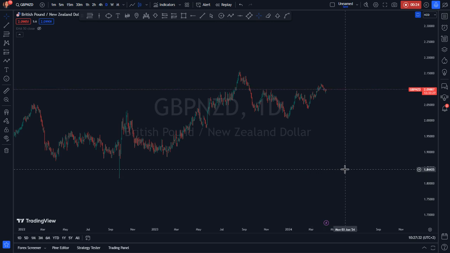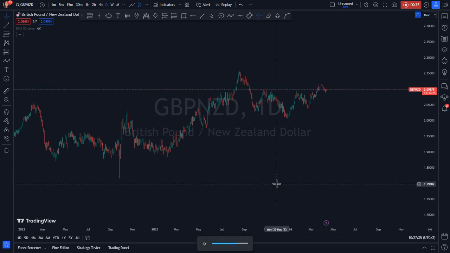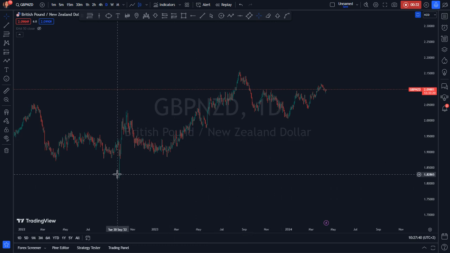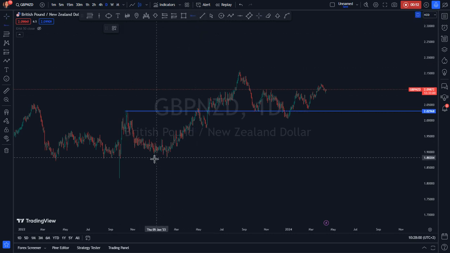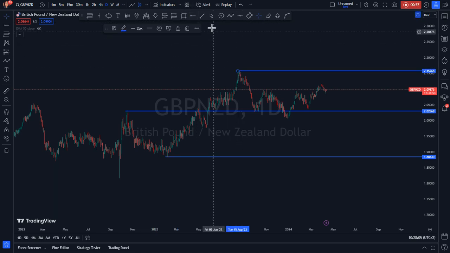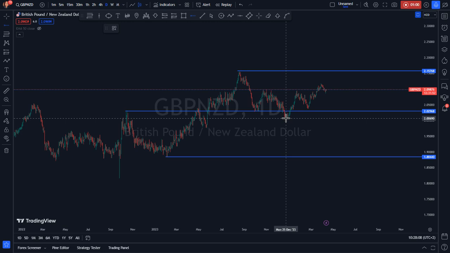this chart. So this is GBPNZD on a daily time frame. If you're looking at this chart right here, to me it looks like a bullish structure. This is an uptrend structure for me. I think I should use this as a high, and then use this as a low, and then use this as a high, and then use this as a low right here.